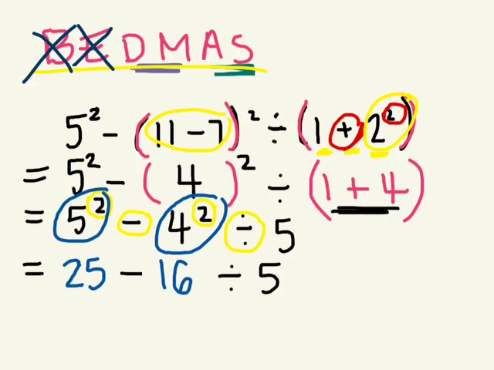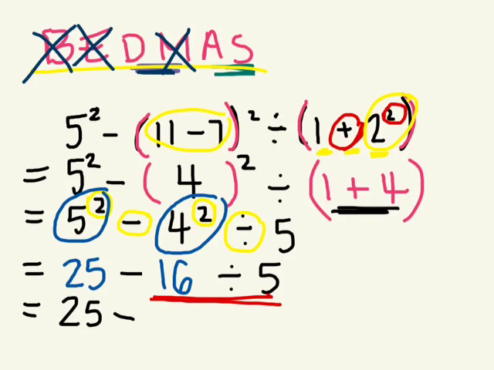Do we have division or multiplication? Yeah, we have division. So we don't have multiplication, so we can cross that out, because remember, this is in the order it appears. So we have to simplify our division first. So now we need to simplify 16 divided by 5. So again, I'm going to rewrite what I have here that I'm not doing anything with. 25 take away, what's 16 divided by 5?